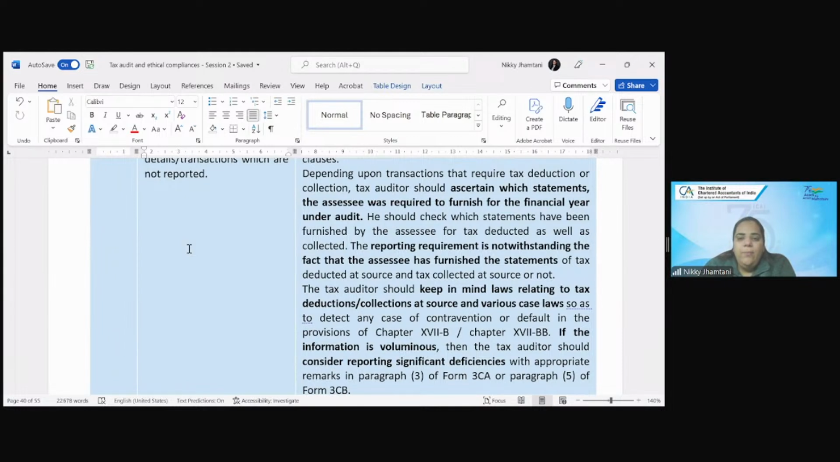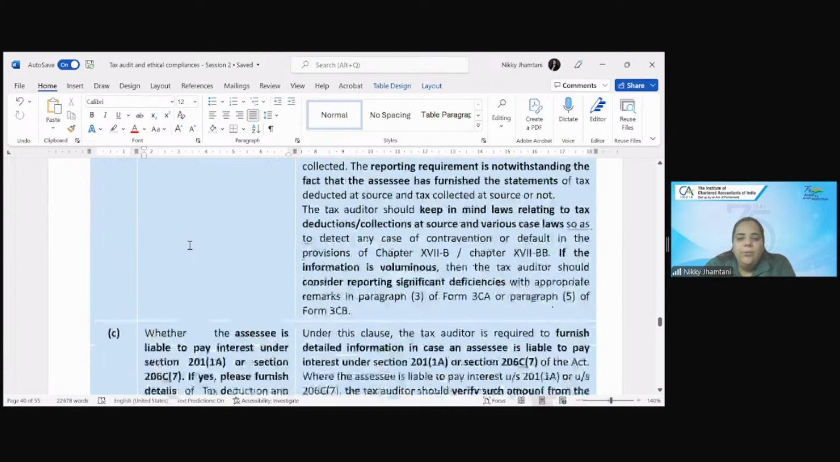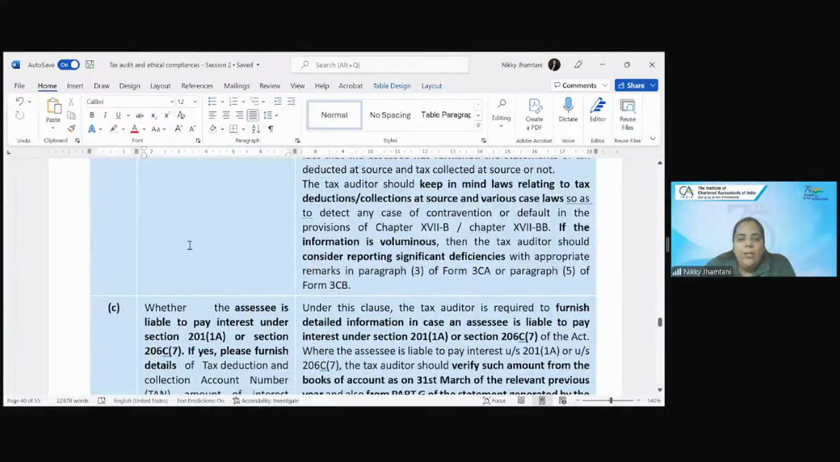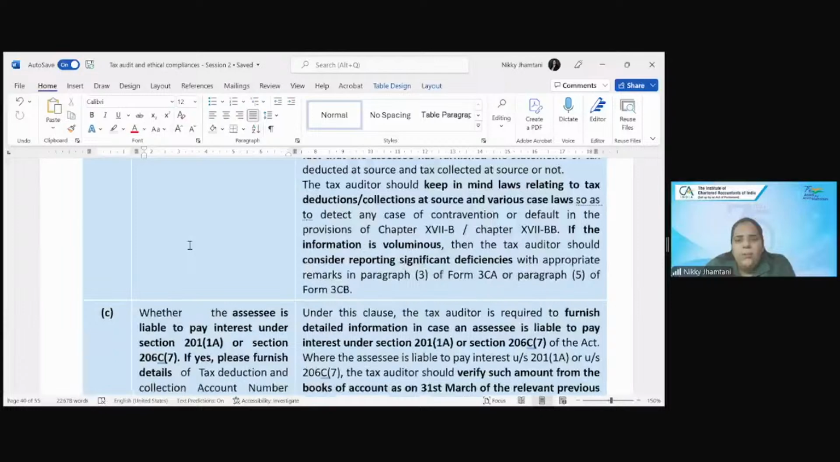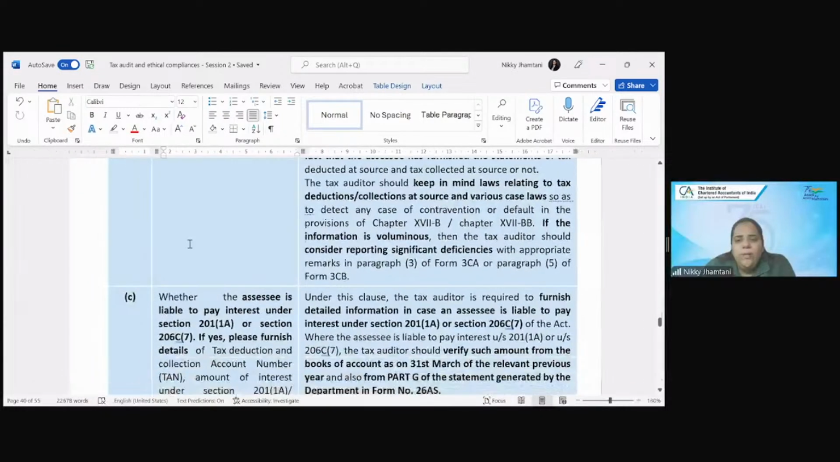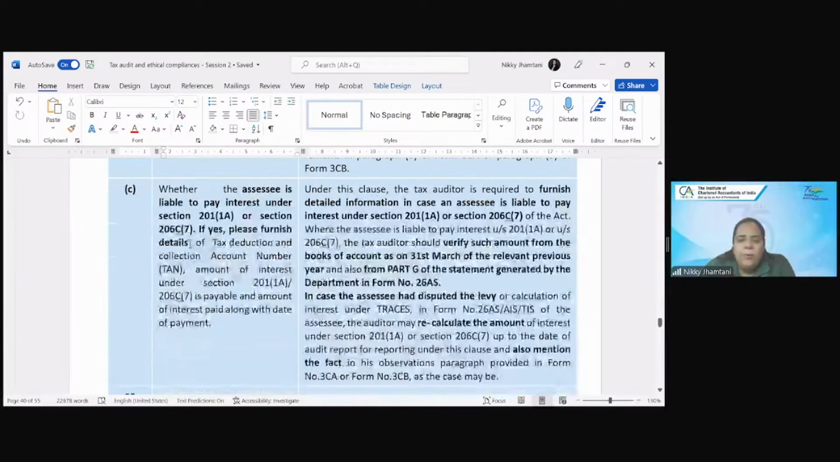The reporting requirement is notwithstanding the fact that the assessee has furnished the statements of tax deducted at source and tax collected at source or not. The tax auditor should keep in mind the laws relating to tax deductions and collections at source and various case laws so as to detect any case of contravention or default in the provisions of chapter 17B or 17BB. If the information is voluminous, then the tax auditor should consider reporting significant deficiencies with appropriate remarks.